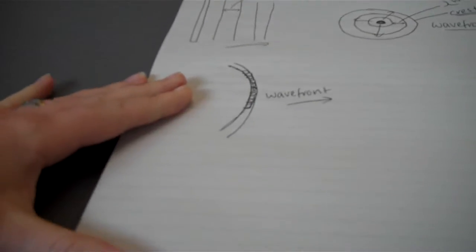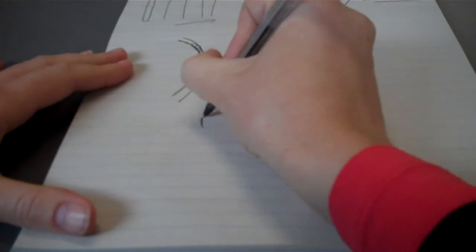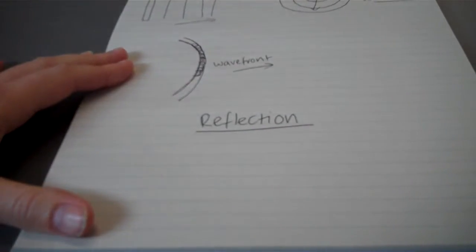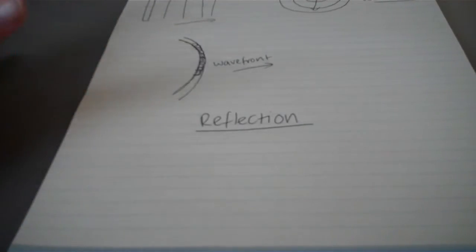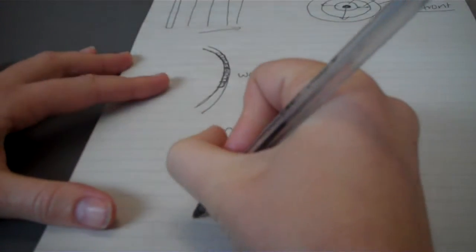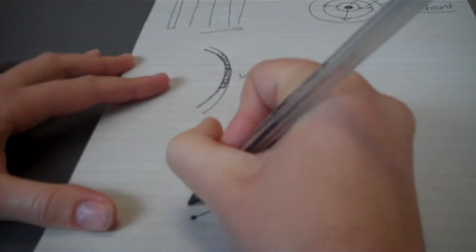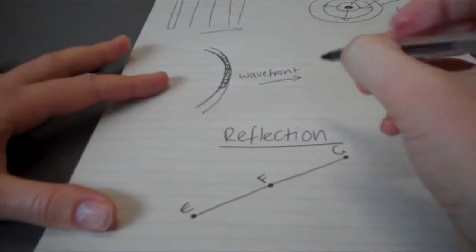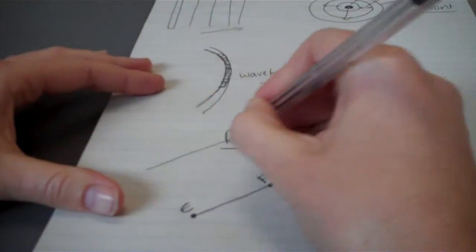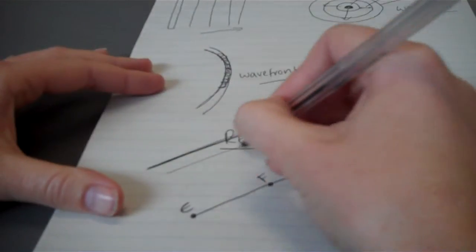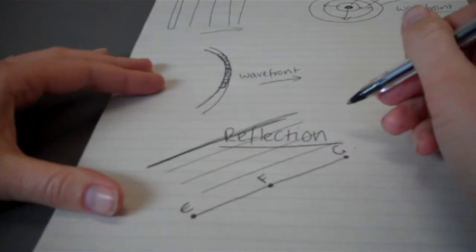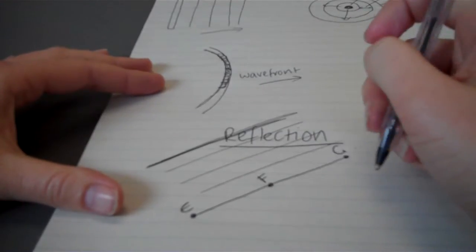The next section that I wanted to have a look at is reflection. Most of you are quite familiar with reflection anyway. If we're looking at a wave, we'll call it EFG, coming along here. For the purposes of this, we'll look at it as a straight one, getting generated from over here, and it's continuing on and on. When the wave actually hits, it gets reflected back.